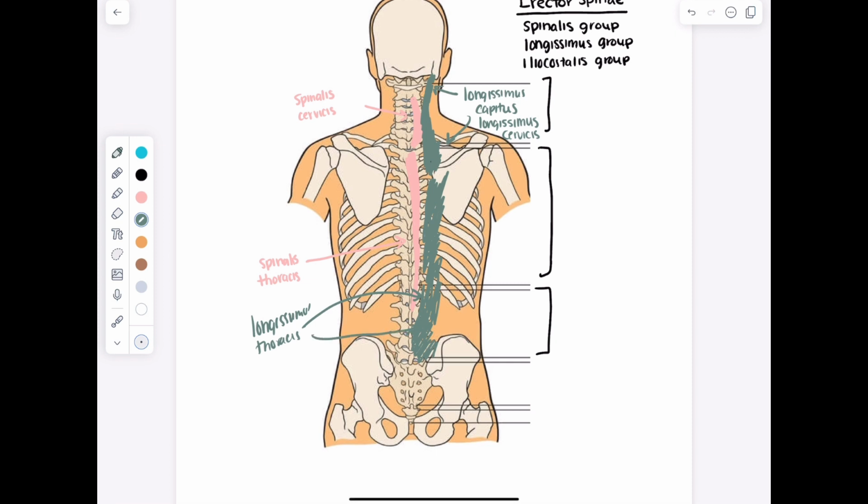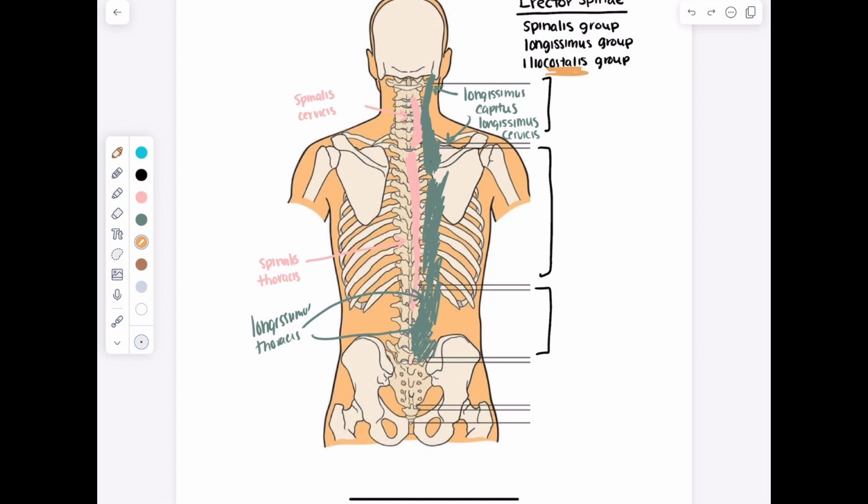Okay, and then our final one, the most outward one, is our iliocostalis. So costalis, meaning that it's attaching to the ribs as well. So it's attaching to the ilium or the iliac area, and it's attaching to the costal. So that's kind of where you can think of the name.